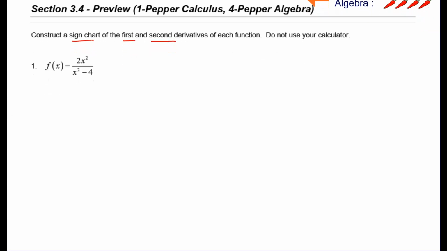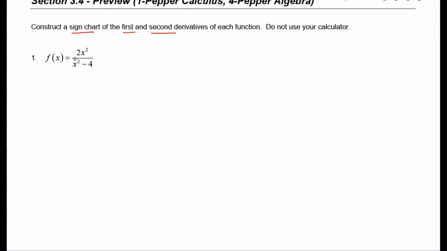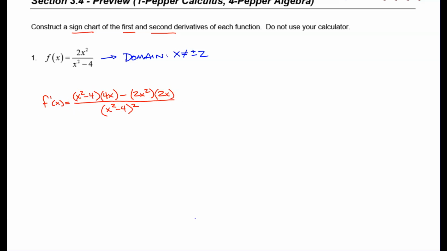You'll notice to start here I got a rational function, 2x squared divided by the quantity x squared minus 4. I'm going to quickly just jot down the domain of this bad boy. I know the domain x cannot equal plus or minus 2, because that'll give me a 0 in my denominator. So now I'm going to just go ahead and rip through the first derivative. I've got a quotient, so I'm going to use the quotient rule. Low d high minus high d low divided by low squared. So that's my unsimplified first derivative with the quotient rule.